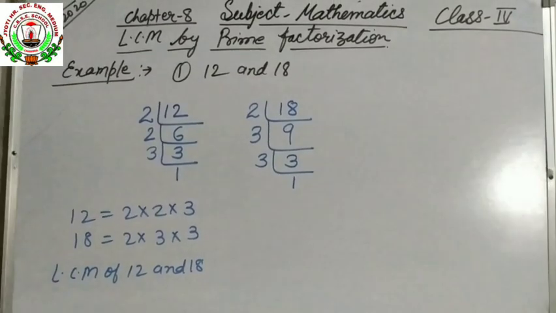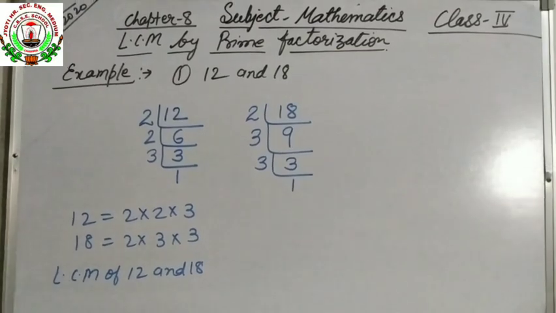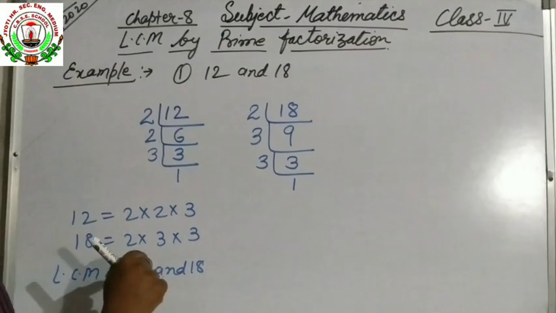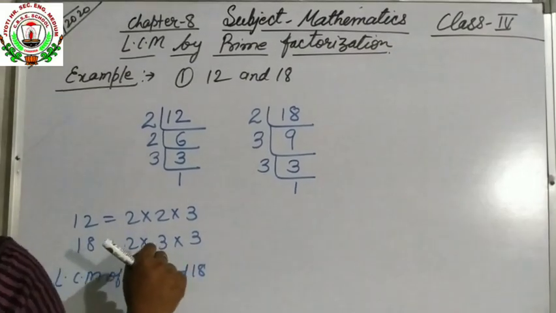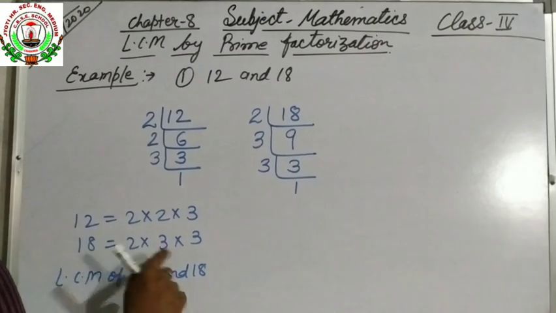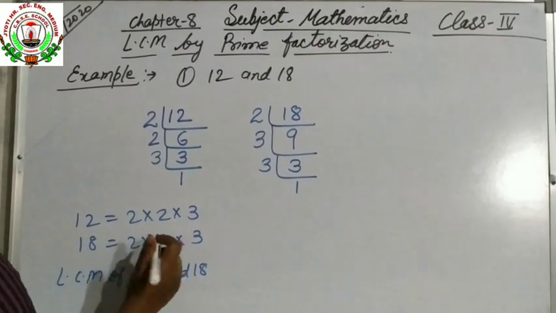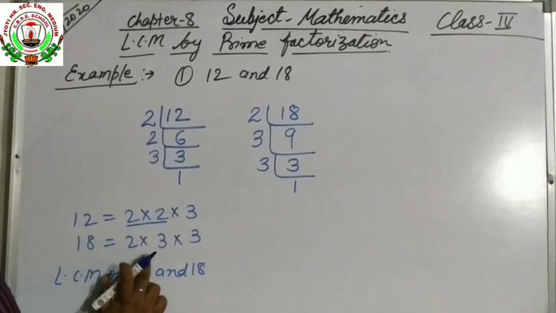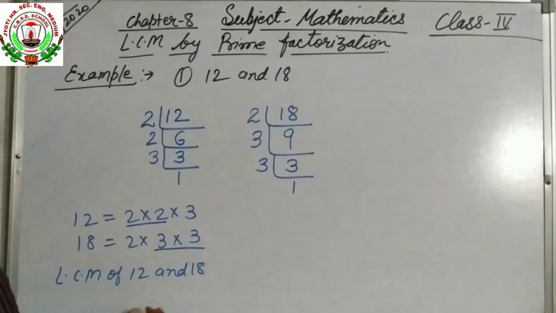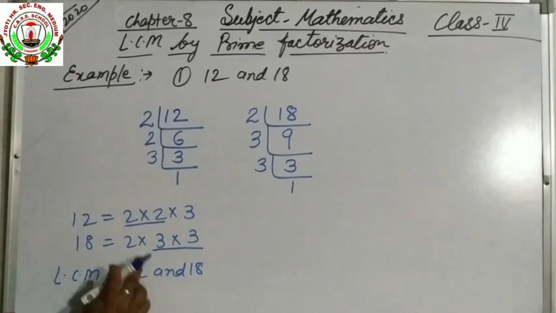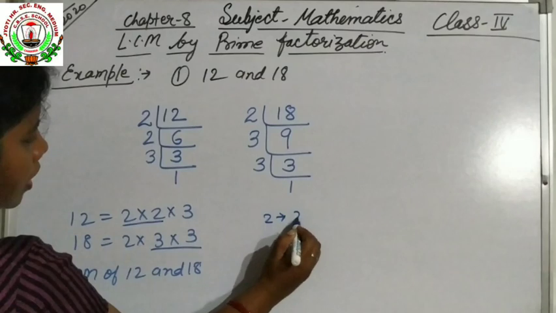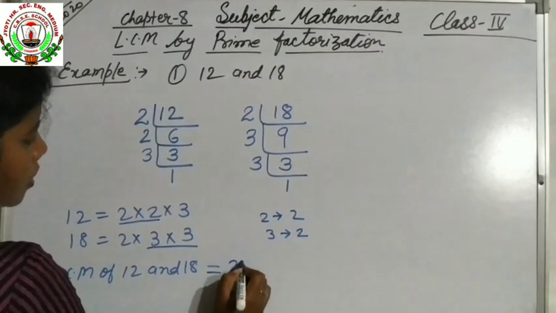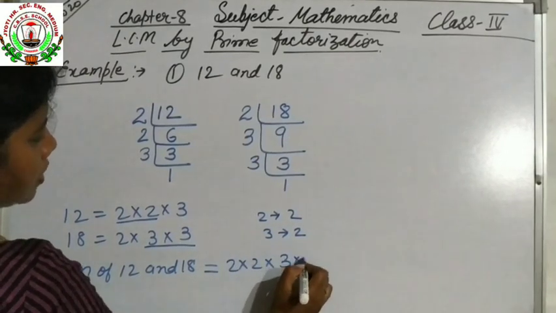Okay. Now look here children, for finding LCM, what will we see? We have to see the maximum number of times a prime number is repeated. How many times is it repeated? Look here. This 2 is repeated 2 times here, maximum times. And this 3 is repeated 2 times. Understood? So the maximum is: 2 is repeated 2 times, and 3 is also repeated 2 times. So 2 times we will write 2 and 2 times we will write 3.